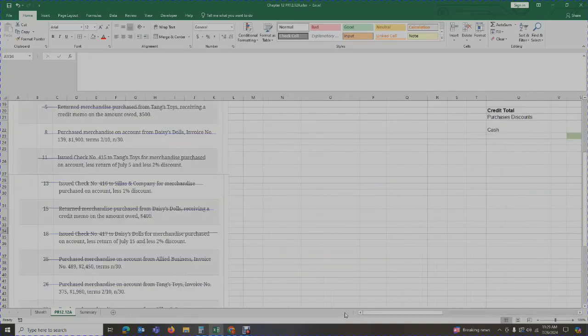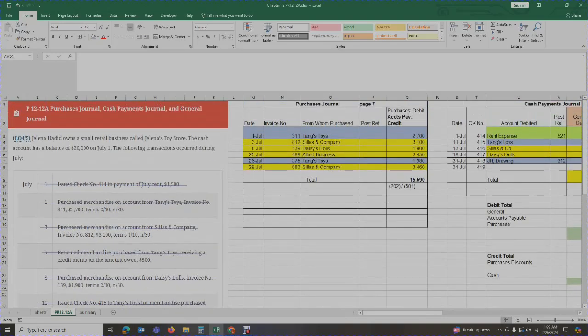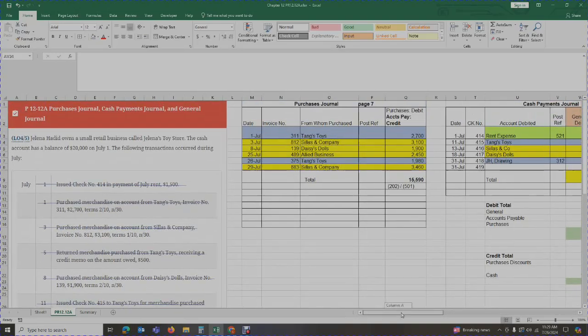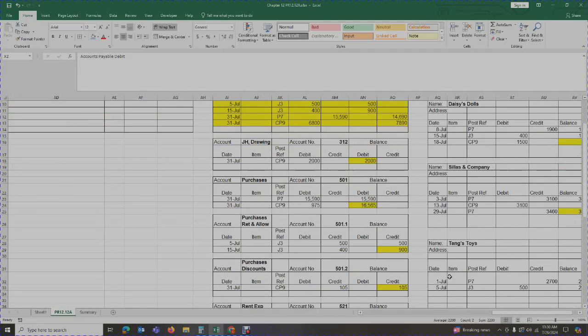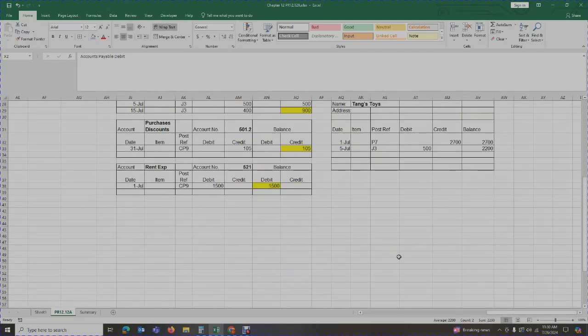So let's go locate anything else we have. On the 11th, we have Tanks Toys, and we are making a payment for the balance that is owed. So if we look here at the $2,200, that is how much accounts payable was debited. So we're going to go ahead and do July 11th, Cash Payment Journal number 9.